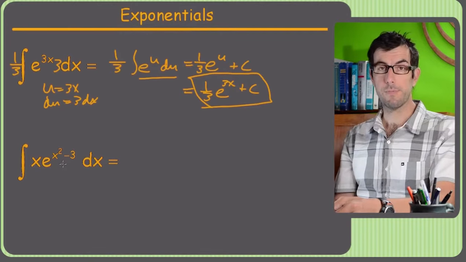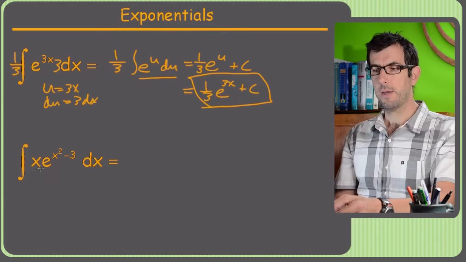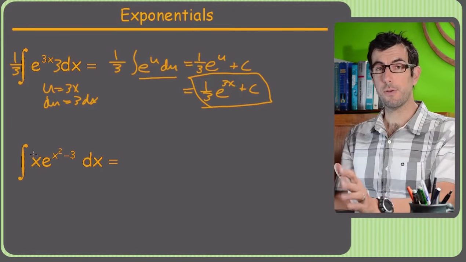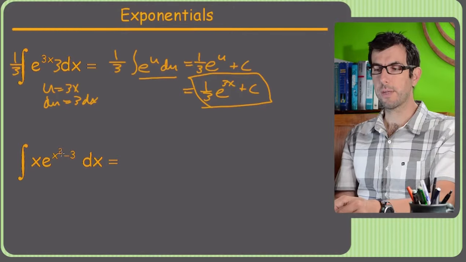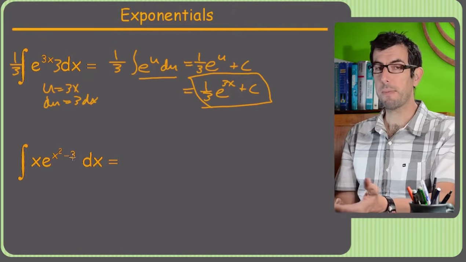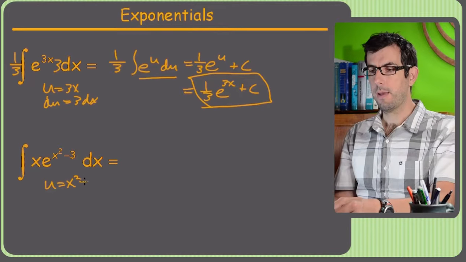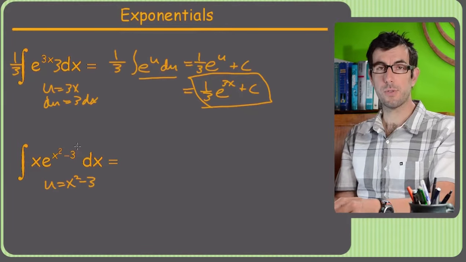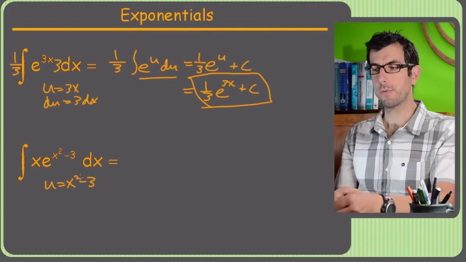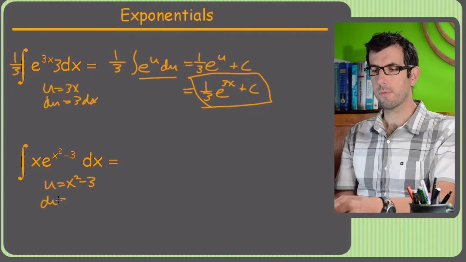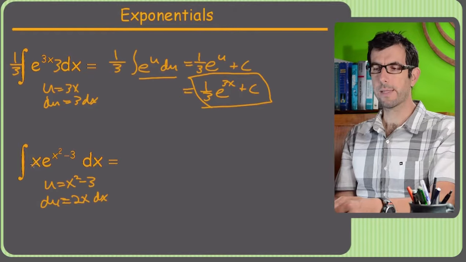All right, what's up with this one? Very similar. The x out front might seem a little disconcerting, but if you look at this, it's probably an exponential. Maybe that x is part of my du. So we'll try setting u equal to x squared minus 3, since with exponentials, the exponent is your u. So du would equal 2x dx. And sure enough, that means I needed this x out front. So put a 2 there, and 1/2.